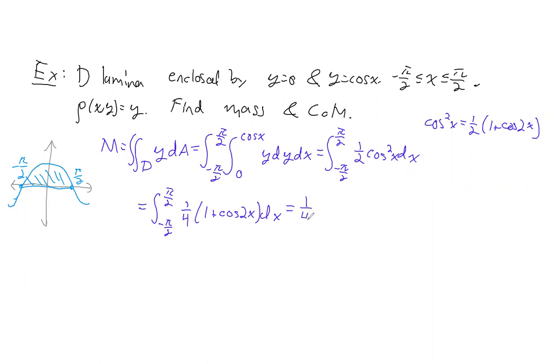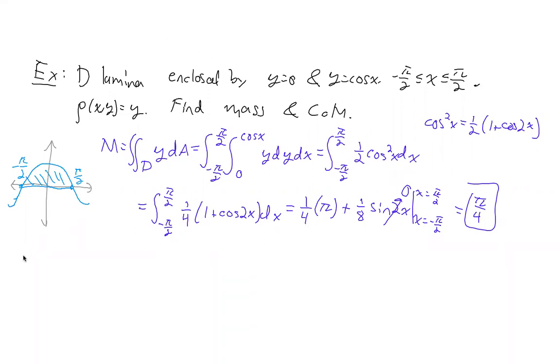And you can break that up without too much difficulty. That's 1/4 of just pi over 2 plus pi over 2, plus 1/8 sine of 2x from negative pi over 2 to pi over 2. But that's going to be sine of pi and sine of negative pi, which is 0. So that whole thing is going to go to 0, and we're left with pi over 4. I'm sorry, that's not center of mass, just mass. I lied, pardon me. So that's the mass.